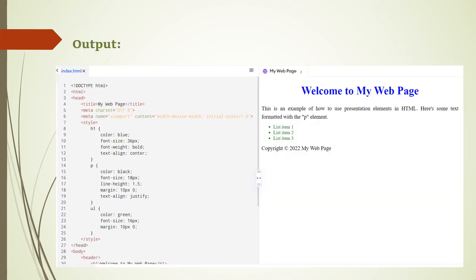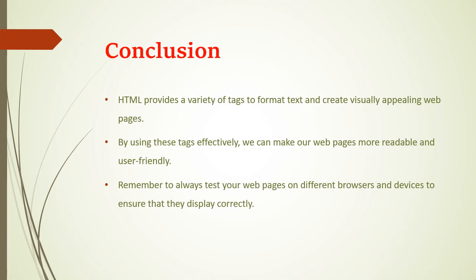And we can see this is the output. As we have given the blue color, the starting heading appears in blue. Then we have given the paragraph tag to be black, so black appears. Then we have given the list in green color, so green color appears. The conclusion is that we have to remember to always test your web pages on different browsers and devices to ensure that they display correctly.